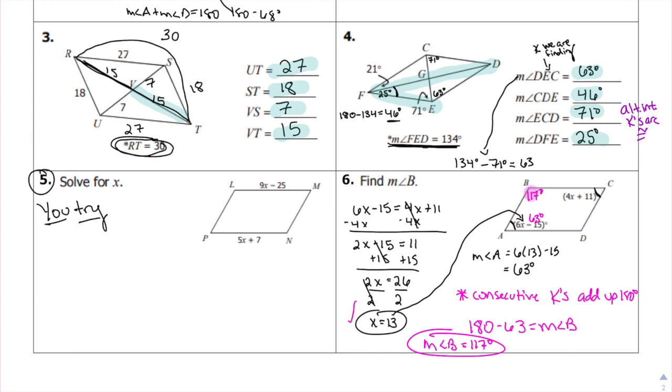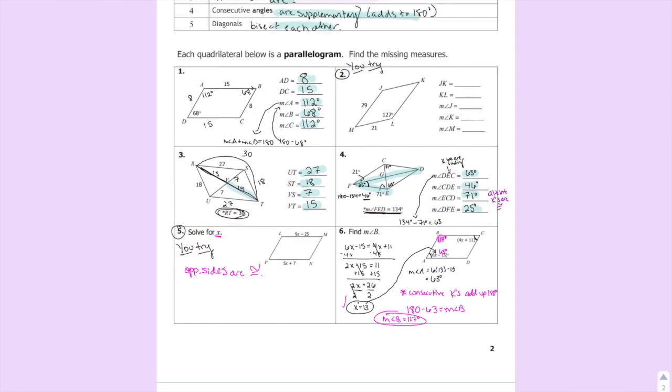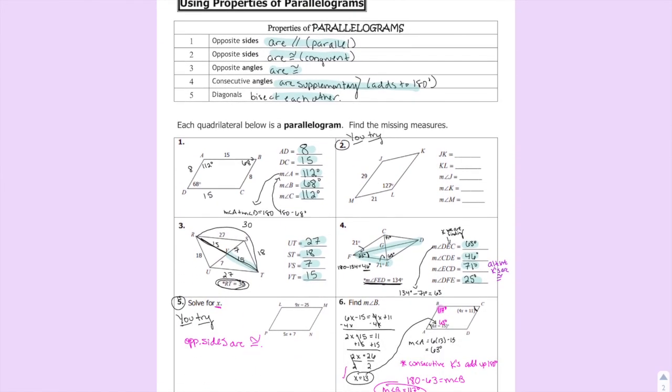And number 5, all you're being asked to do is find x. So you'll only have to do this portion. Think about how opposite sides are congruent. Okay, so I'm going to stop there, and I'm going to make a new video for the second page.